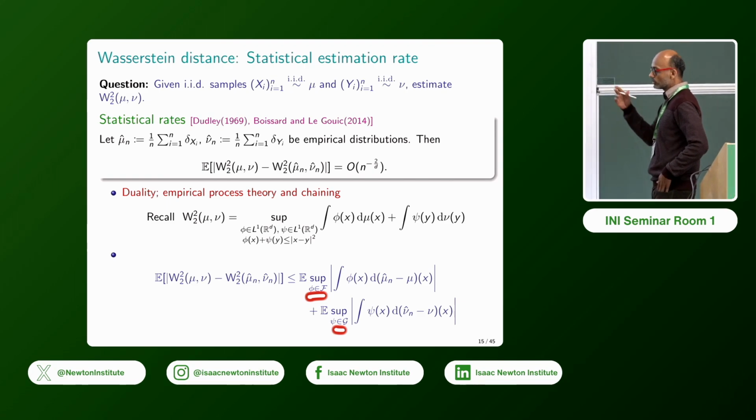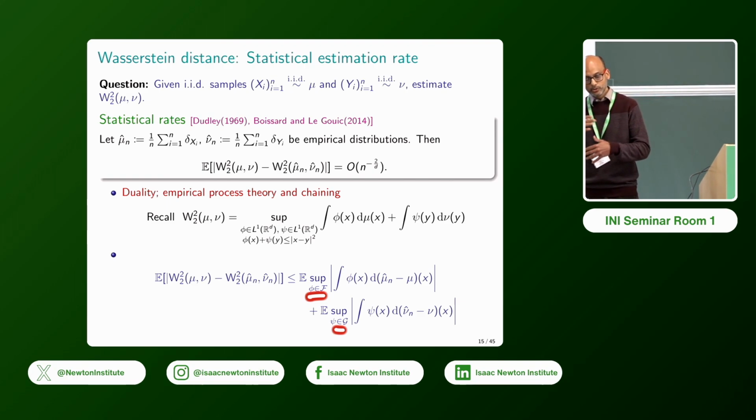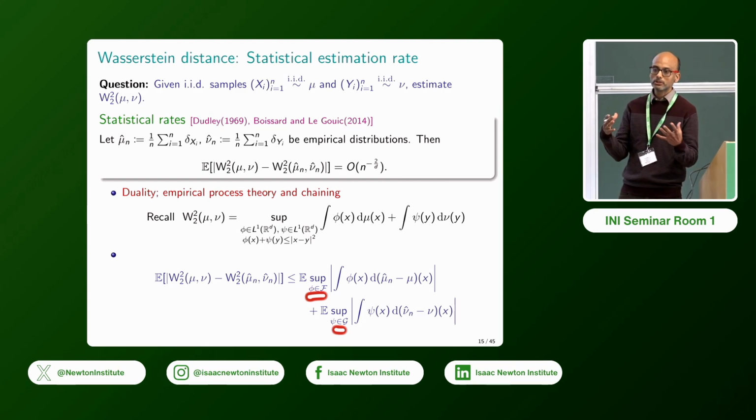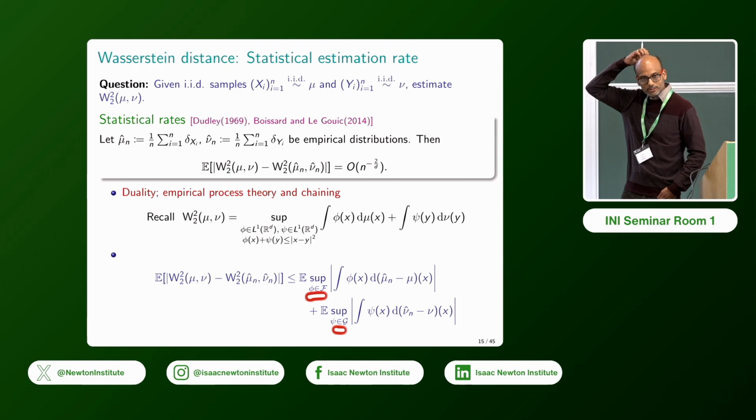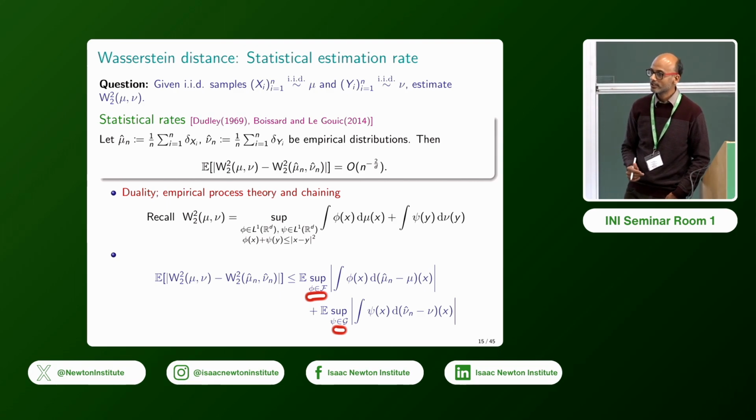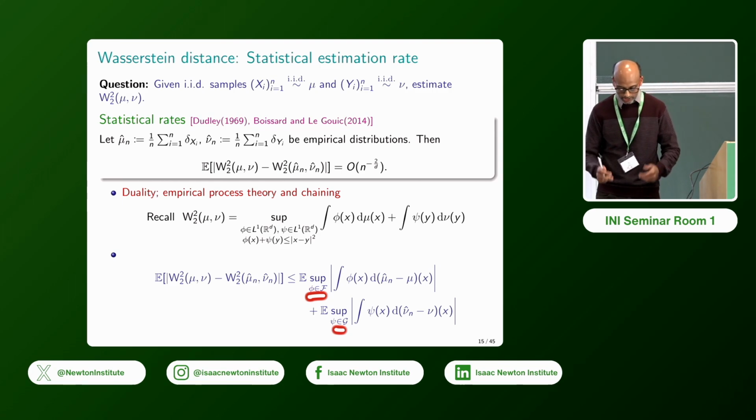Of course, if you do a nice control, you can get reasonable classes F and G, and then there are standard results in terms of covering numbers and chaining arguments, which give you this rate of n to the negative 2 over d. So the duality plays a key role in obtaining these rates.